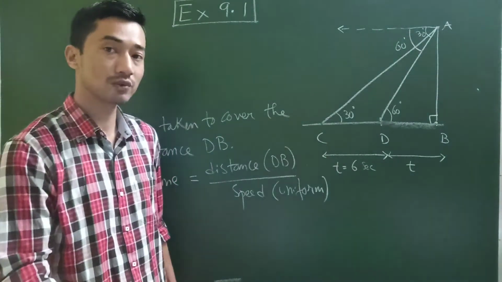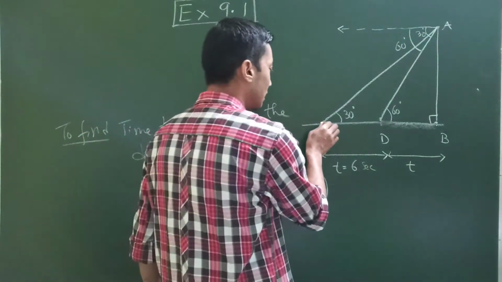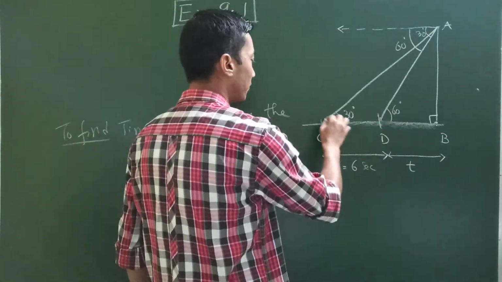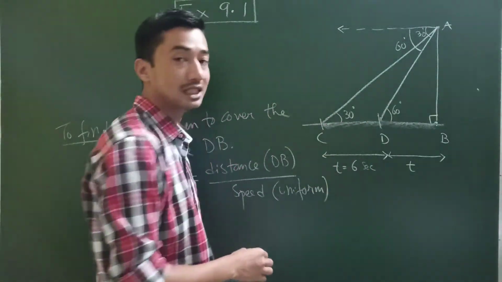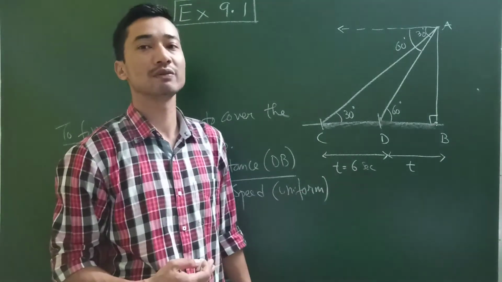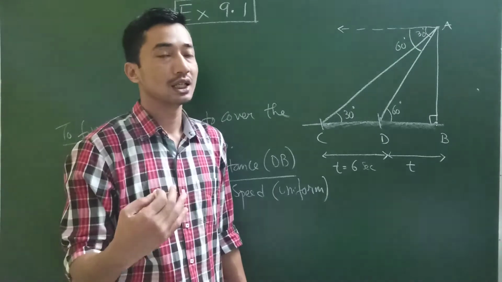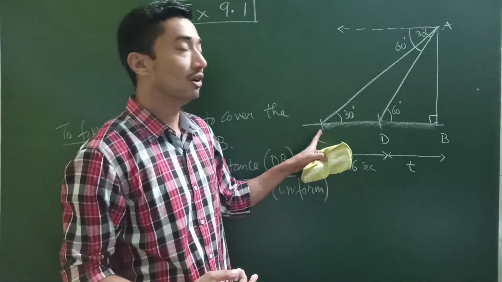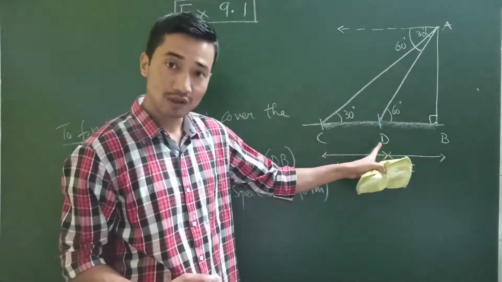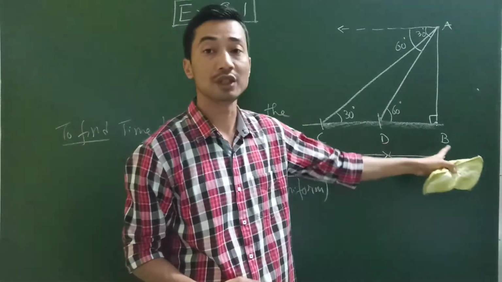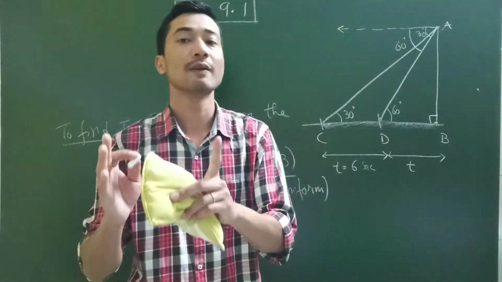Even though it's mentioned uniform speed, most definitely we will be finding out the speed from the distance that is covered, CD, which took us 6 seconds to cover. So from there maybe we can find out an equation for speed, and that speed we can use because it's uniform speed. So speed of the car from C to D will also be the same as the speed of the car from D to B, because the speed is uniform.